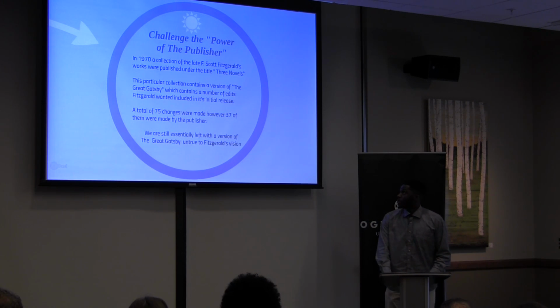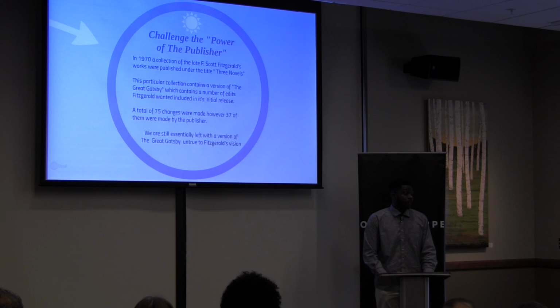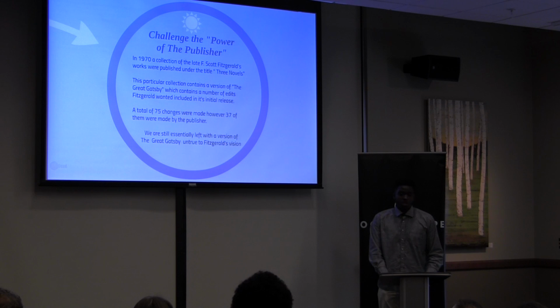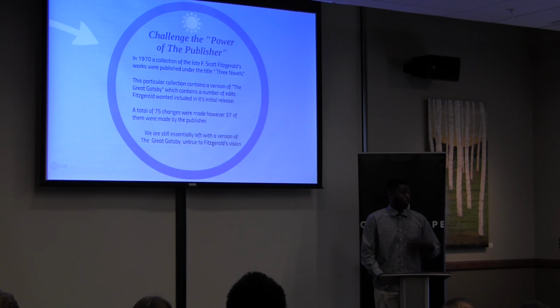A particular example: in 1970, a collection of F. Scott Fitzgerald's works was produced in a book called 3 Novels. So it contains some of his most popular novels, including The Great Gatsby. In this particular section, there were 75 changes made to The Great Gatsby that was originally published. A lot of people consider this version to be the most true to what Fitzgerald actually wanted The Great Gatsby to read like.